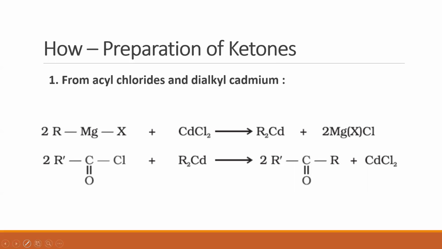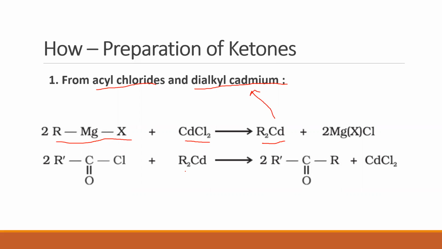The first method involves acyl halides or acid chlorides and dialkyl cadmium. So the starting compounds are acyl chlorides and dialkyl cadmium. Now this is cadmium chloride. How do I get dialkyl cadmium? So this is dialkyl cadmium. In order to get dialkyl cadmium, I need to react RMgX, which is nothing but our Grignard reagent. 2 moles of the Grignard reagent react with cadmium chloride, giving us dialkyl cadmium. So this is one of the reagents required.